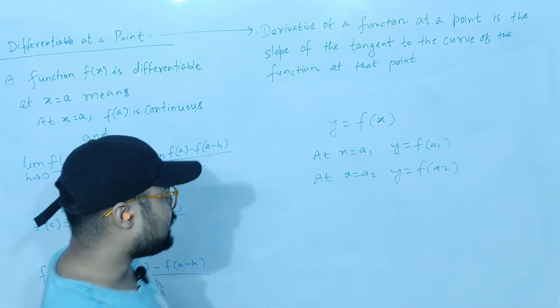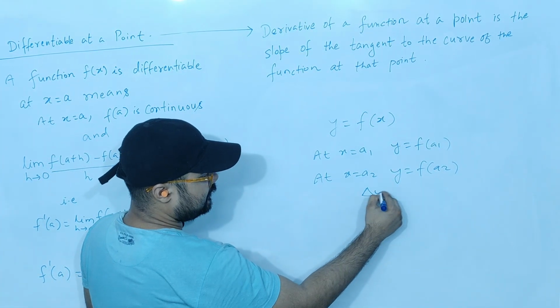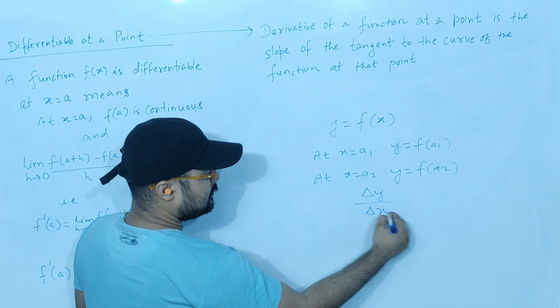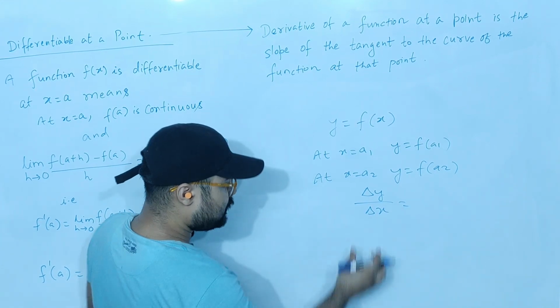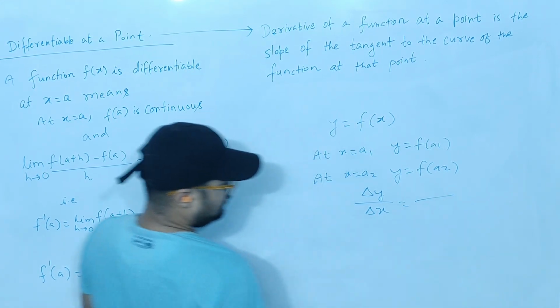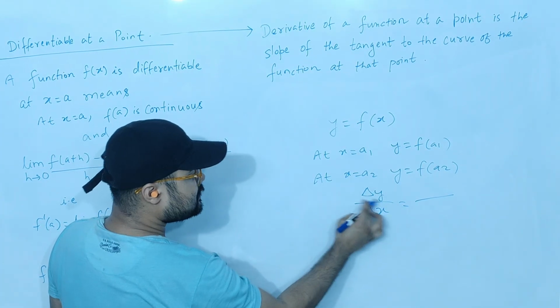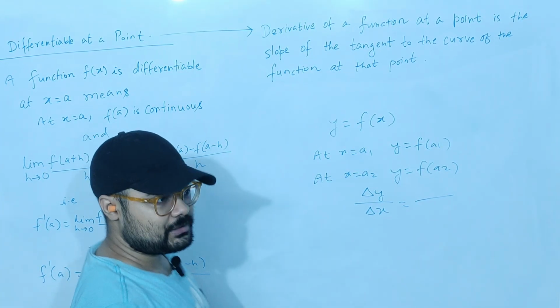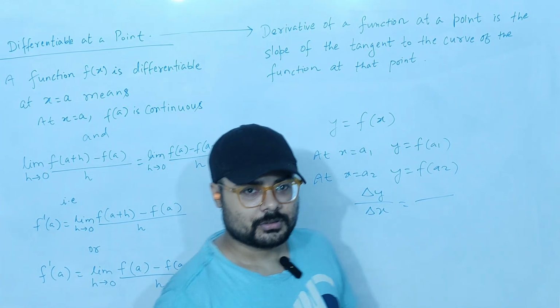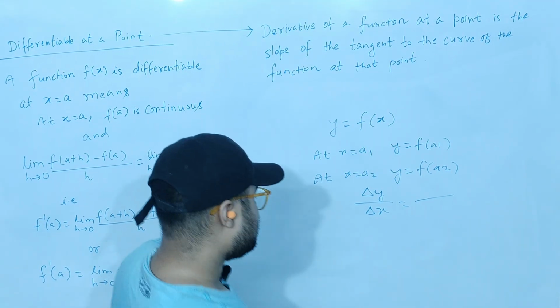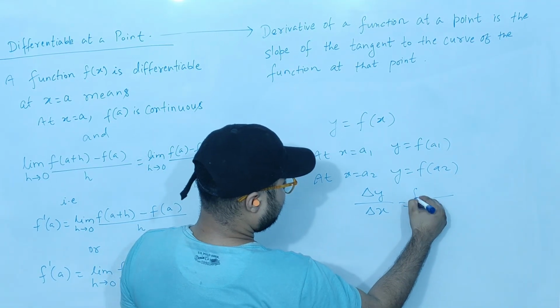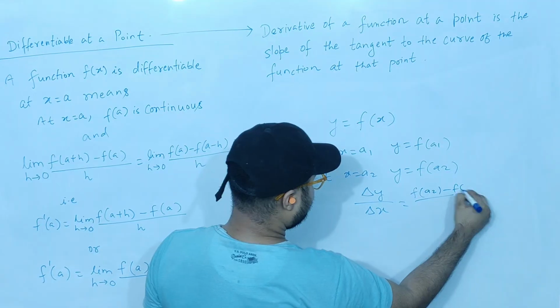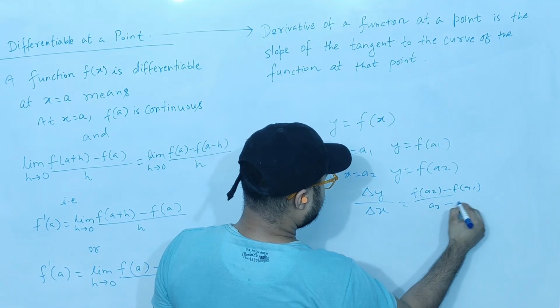So what is rate of change of a function? It is delta y by delta x. That is, with the change in x, how much your y changes, how much your function changes with the change in the input. That is your rate of change of function. So rate of change of function is f of a2 minus f of a1 divided by a2 minus a1.